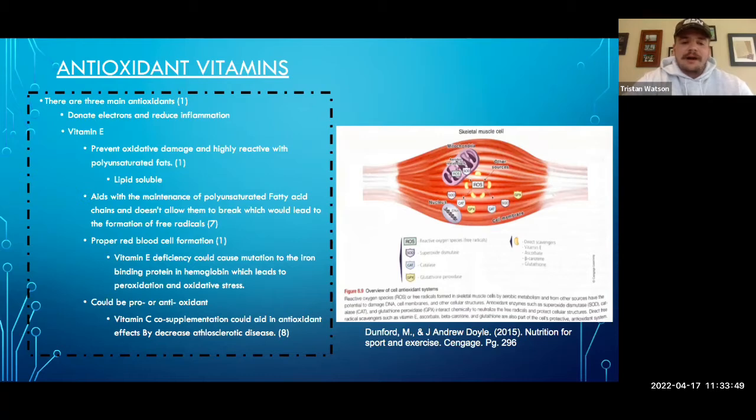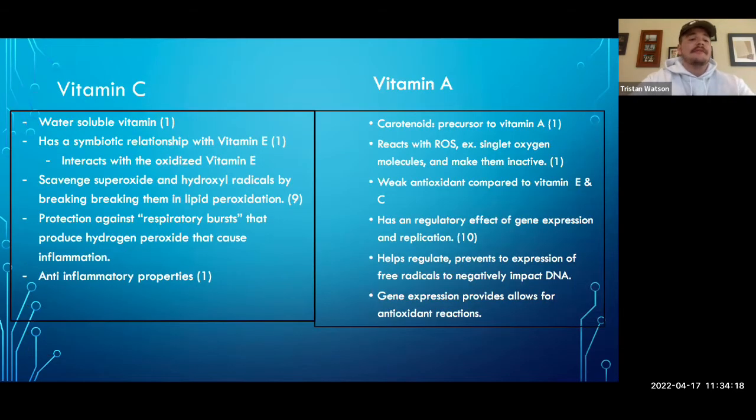So it could be a pro or antioxidant. A pro-oxidant is something that causes that oxidative stress. An antioxidant is going to be bringing down that oxidative stress. It has also been shown that vitamin C and vitamin E co-supplementation could aid in antioxidant effects by decreasing atherosclerotic disease. So you can get more oxygen to those working muscles, and they're going to help each other out there. In the next slide, we're going to talk about vitamin C and how that can help with vitamin E.